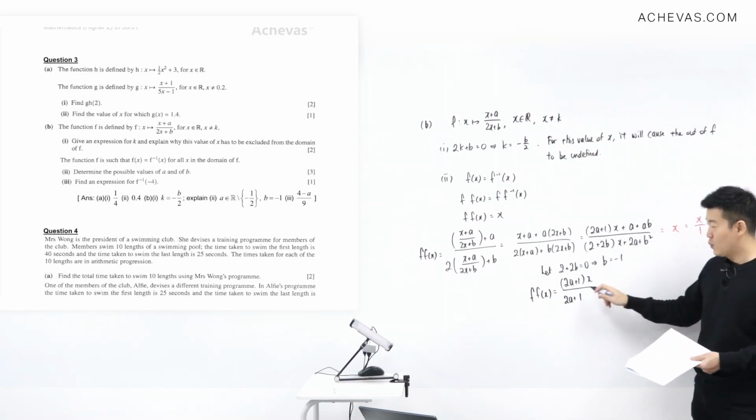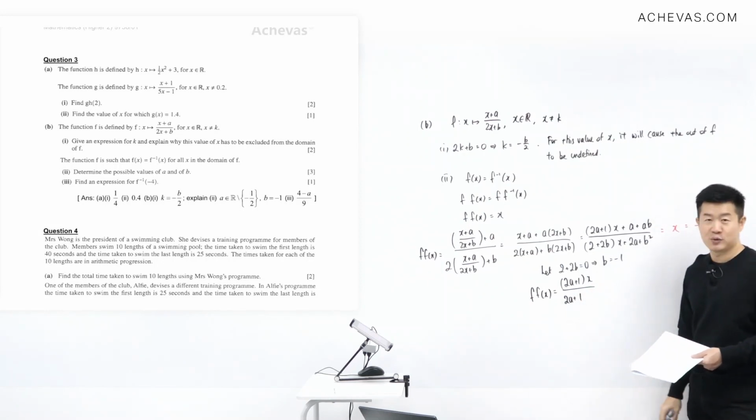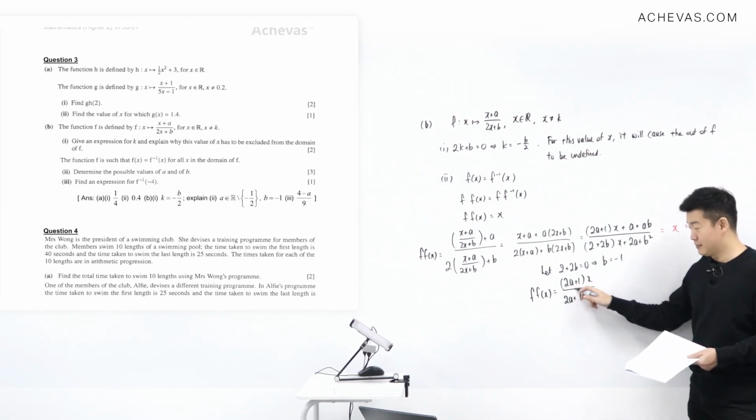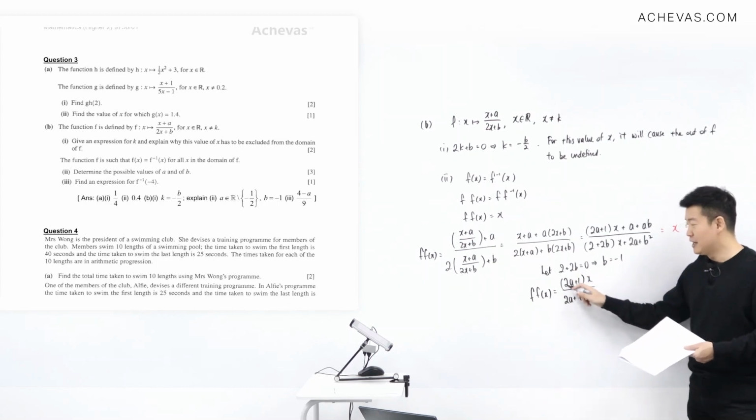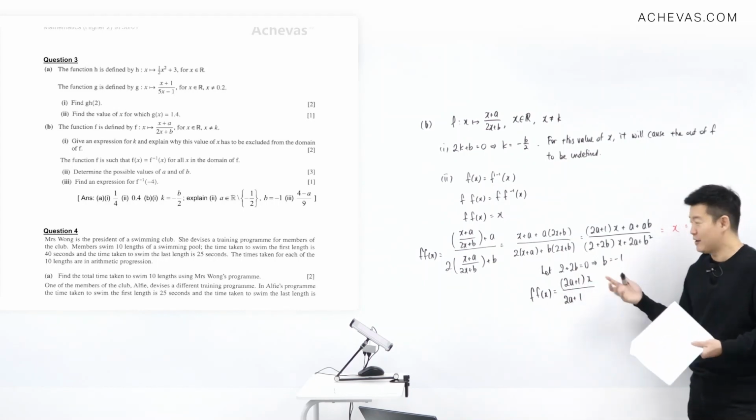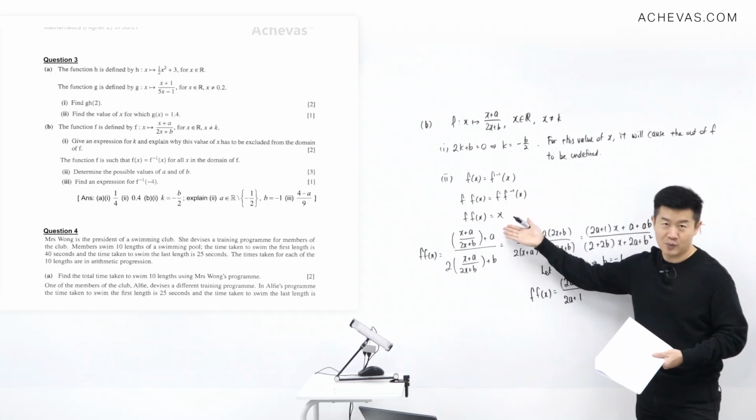But let's not forget that we cannot allow 2a plus 1 to be equal to 0, because the denominator will be 0, this will cause the entire f of x to be undefined. This will be 0, so 0 times x. It will never give me back an x anyway.